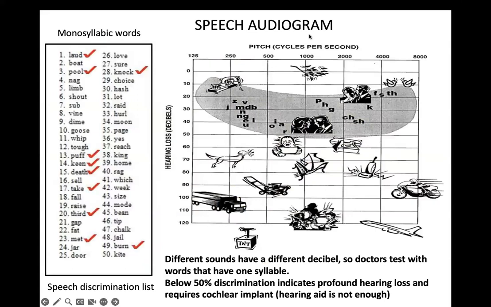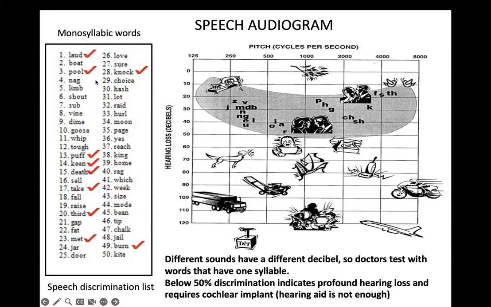Okay, now they have another thing called the speech audiogram. So here it's kind of similar, except you're not playing sounds. You're saying words, monosyllabic words. And this is for determining if they can have speech discrimination. So sometimes there are certain syllables that they can't hear or that they hear differently because of hearing loss.